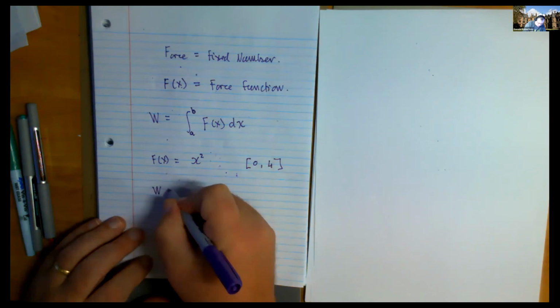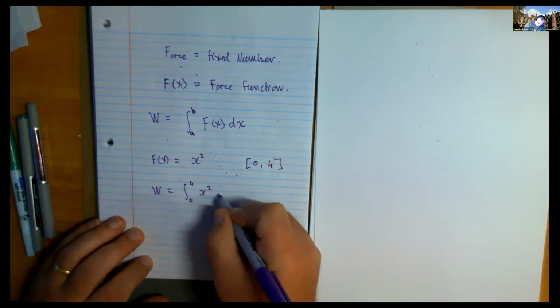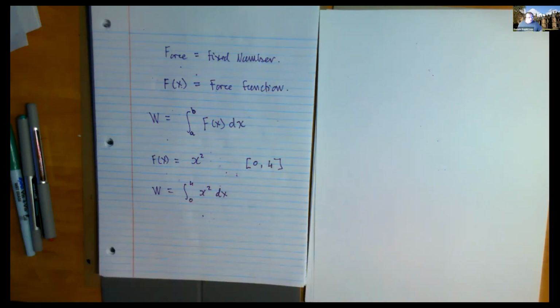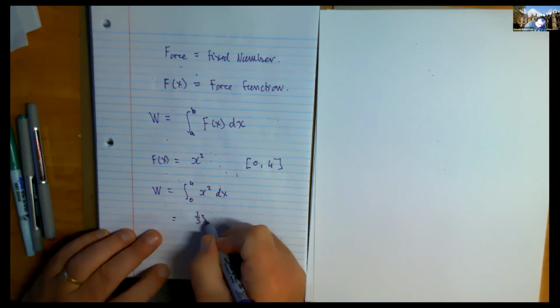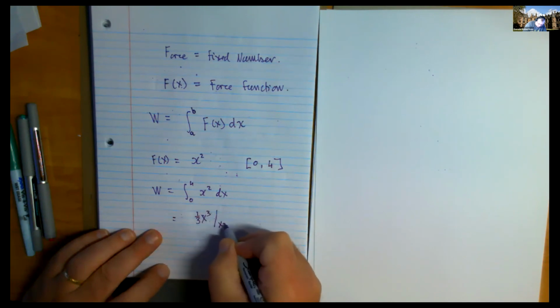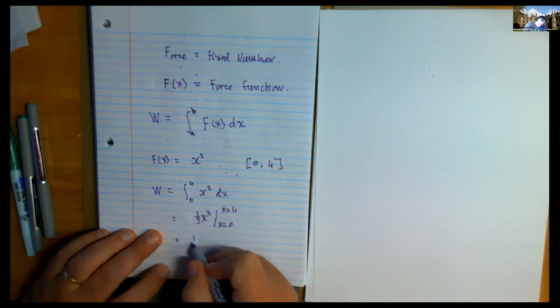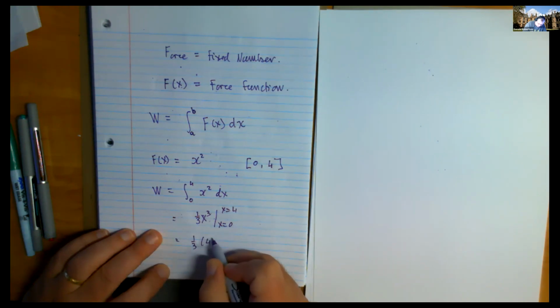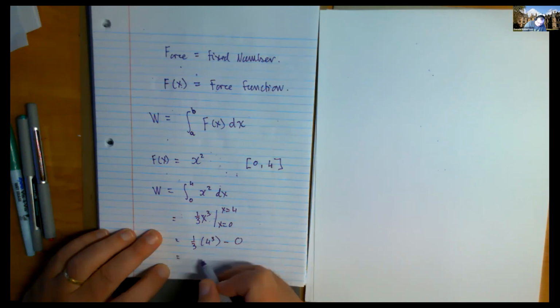Then the work done will simply just be the integral from 0 to 4 of x squared dx. So in this case, 1/3 x cubed, evaluated at 0 and at 4, which is 1/3 times 4 cubed, take away nothing, which is 64 thirds.